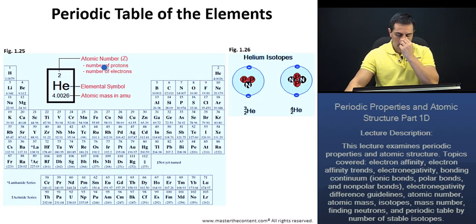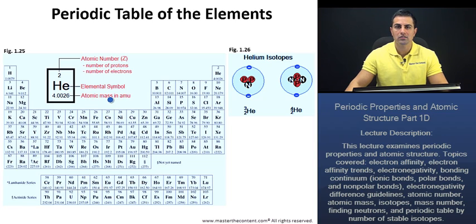Now, how about this quantitative value given below the elemental symbol? Well, that's going to give us our atomic mass in atomic mass units, and the atomic mass is simply going to be the average mass of the atoms of an element. The reason it's the average mass of the atoms of an element is because not all atoms of the same element have the exact same mass.